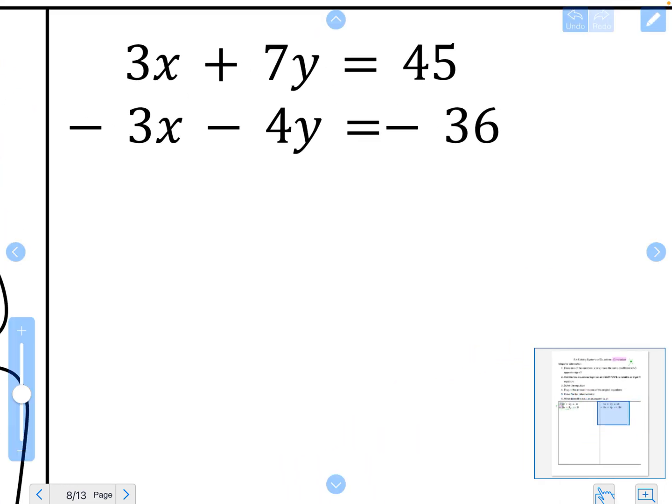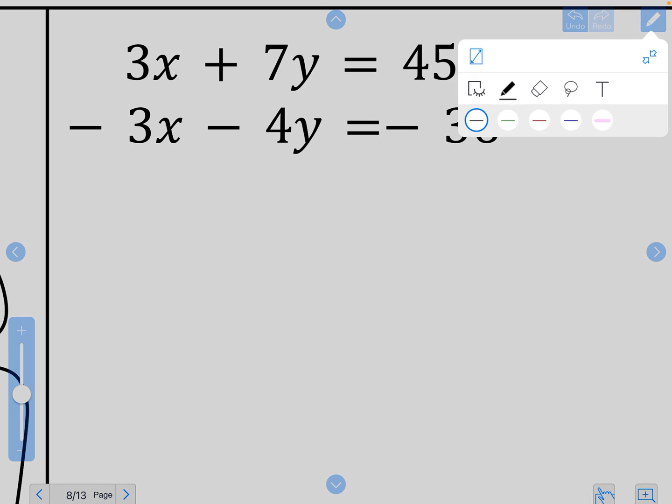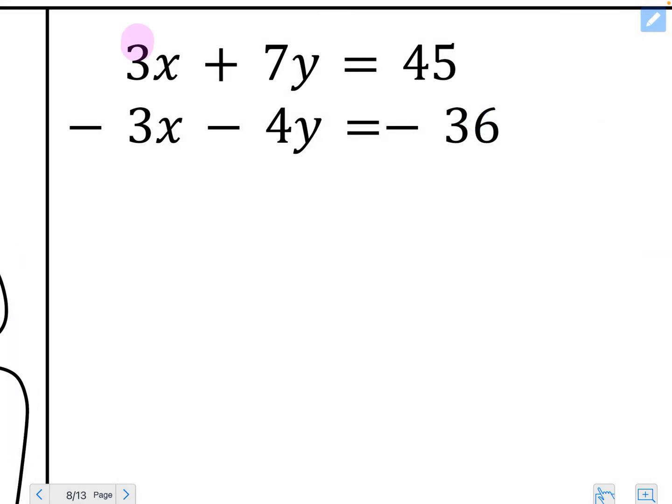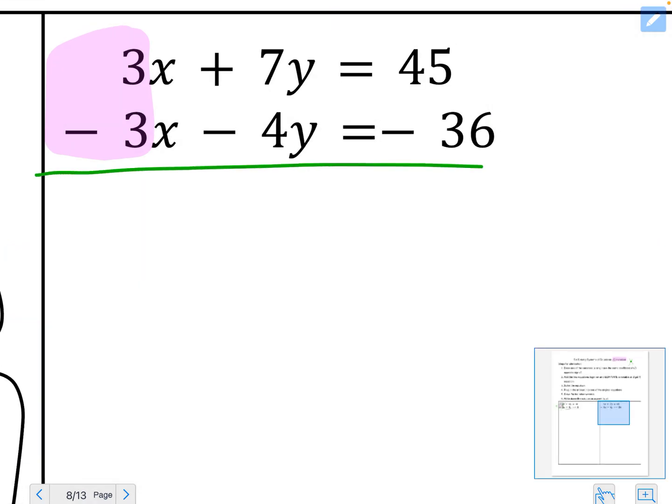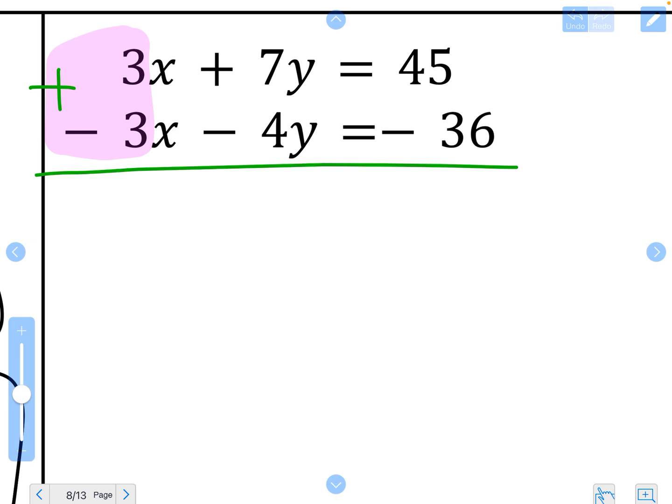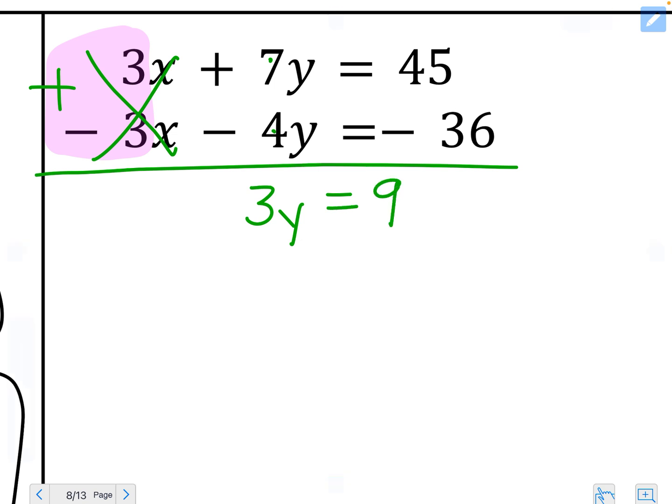So again, we're looking for either the x or y that has the same number, and one of them is negative. The x and y that have the same number is our x. They both have 3 and one of our 3's is negative. So that tells us that we're going to add both of these together. So a positive 3 minus 3 means that those two cancel out. We have eliminated our x's. We do 7 minus 4, which gets us 3y. And then 45 minus 6 should be 9. So now we're going to divide by the number in front of y.